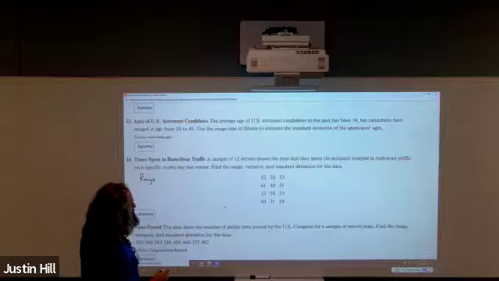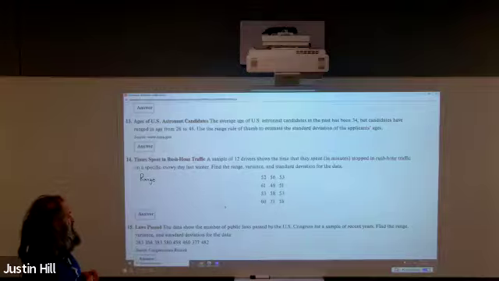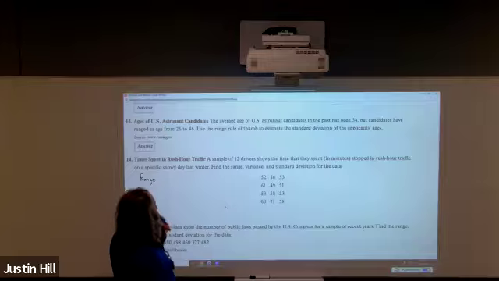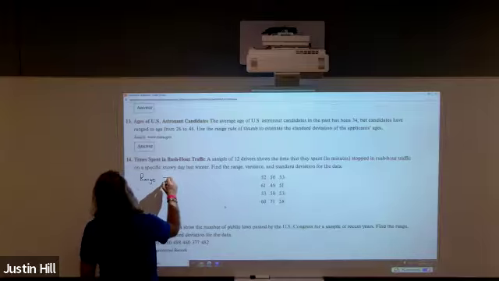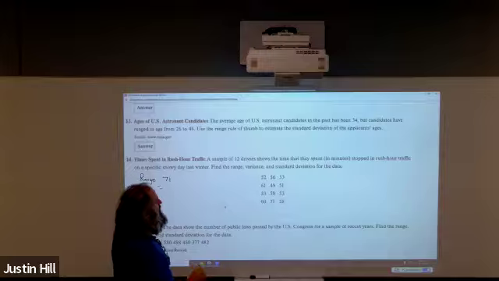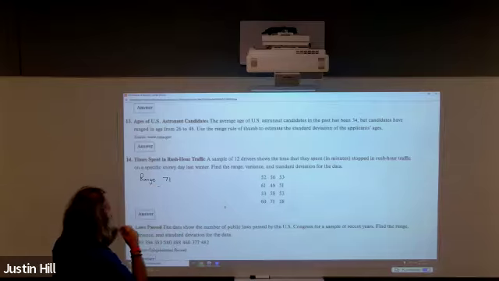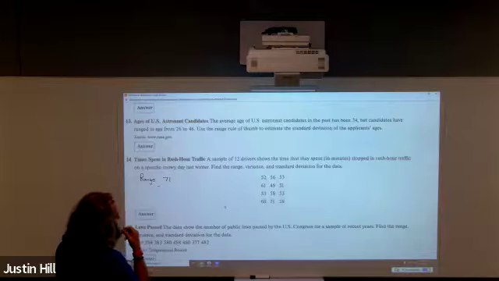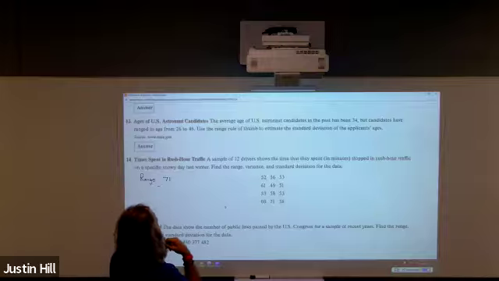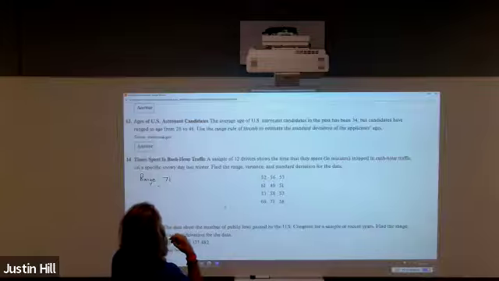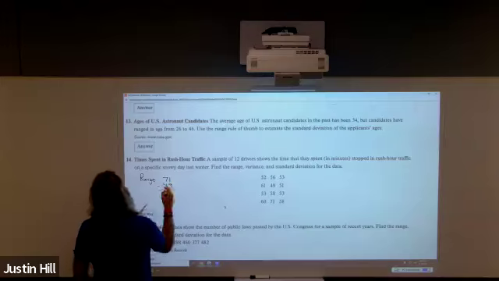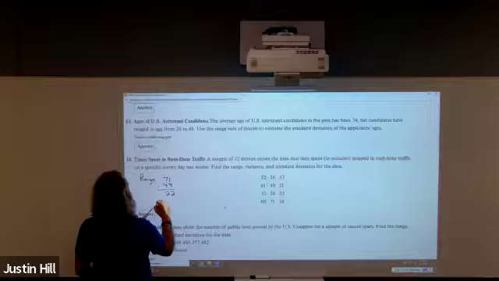Highest looks like a 71. Lowest, I believe it's the 49. Yeah, looks like the lowest is the 49. Subtract those. My range here is 22.